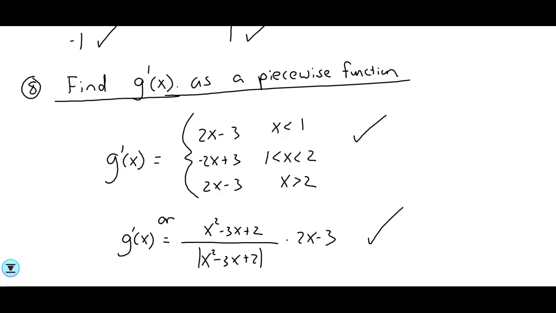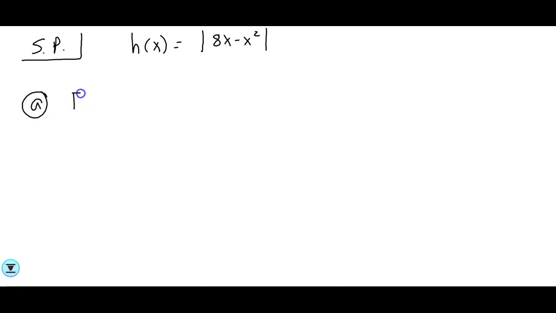All right, and then we have one more. I'm going to let you guys do an entire problem now from beginning to end on your own. Here's your student practice. I'm going to call it h of x, and it's going to be the absolute value of 8x minus x squared. I want you guys to find, well, actually, I'm going to say rewrite this as a piecewise function.